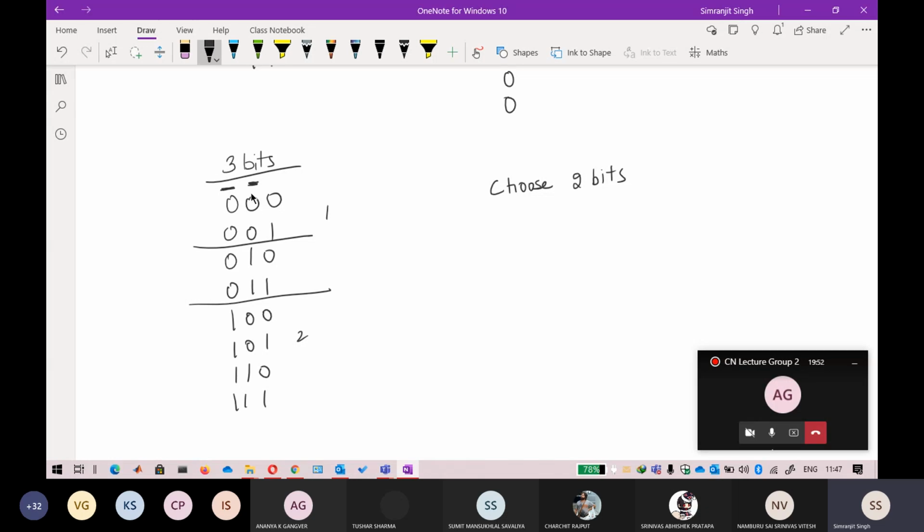The first part of the second bit will contain 0 0, and the second part of the second bit contains 1 1. In a similar way, if I fix this bit, again I'm able to divide this into two parts. In the third part the second bit is 0 0, and in the fourth part the second bit is 1 1. Okay, so if you choose 3 bits, you can easily divide it into 8 parts. So this is the main concept here.